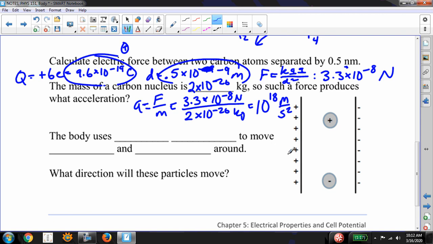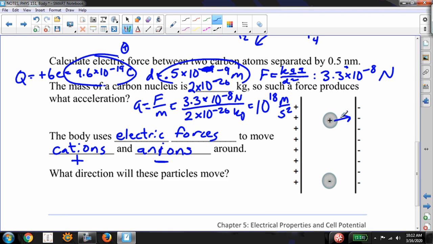The body uses electric forces to move cations and anions around. Remember, cations are positively charged, and anions are negatively charged. Positive, negative. So if I imagine these two particles, I have one positive and one negative particle. I want to know what direction these particles will move. Well, I have positive charges over here and negative charges over here. So this positive particle is going to be attracted to the negative particles and repelled from the positive particles. The negative charge is repelled from these negative charges and attracted to these, so it's going to move in this direction.